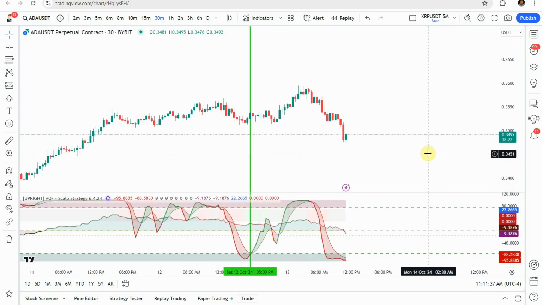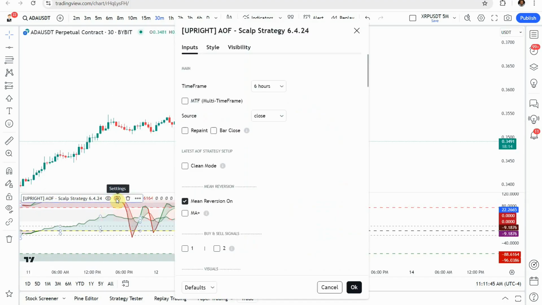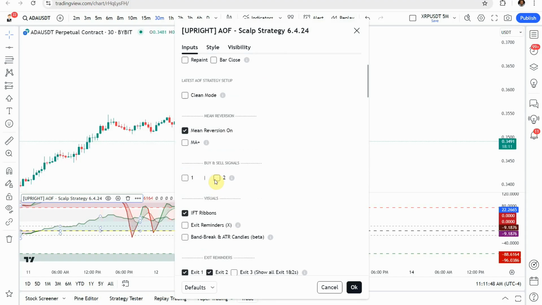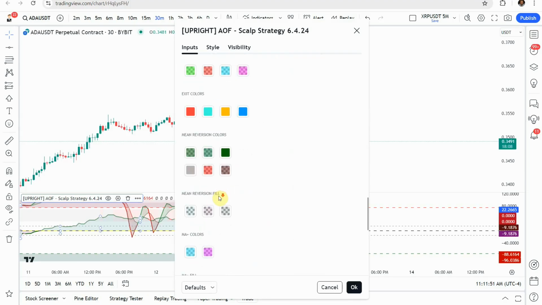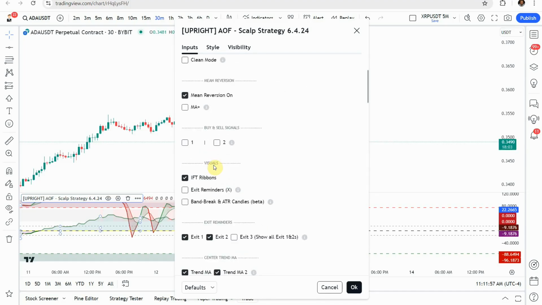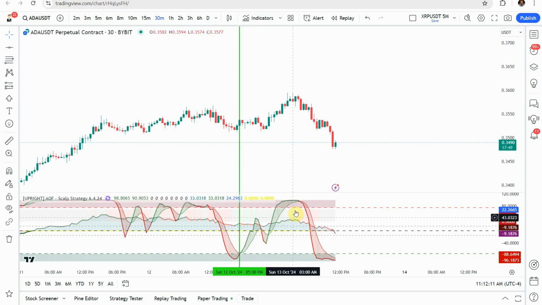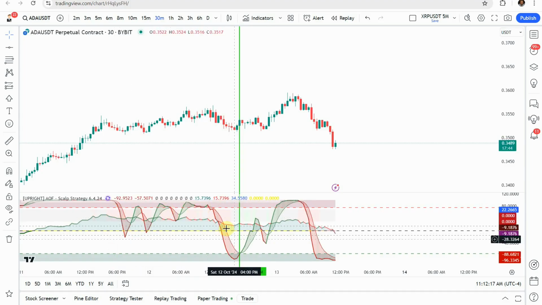So what we have here on screen is the Academy of Forex indicator. Here at the bottom we have it stripped down a little bit. We just turned off some of the features on it. We turned off the buy and sell signals, the bar coloration, and the band break ATR bars. And so what we have is the MR line, which is this slower mountainous looking line right here, and then we have the inverse Fisher transform, which is the faster line right here.